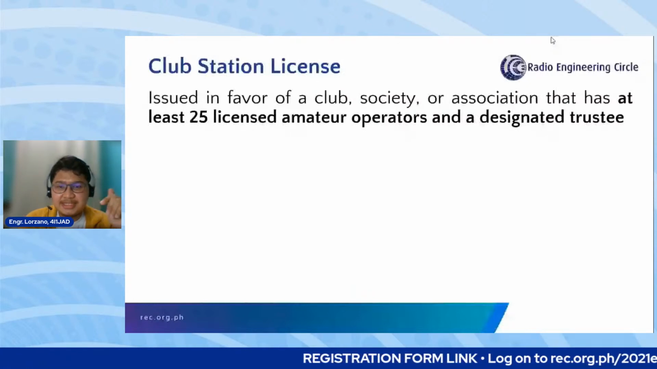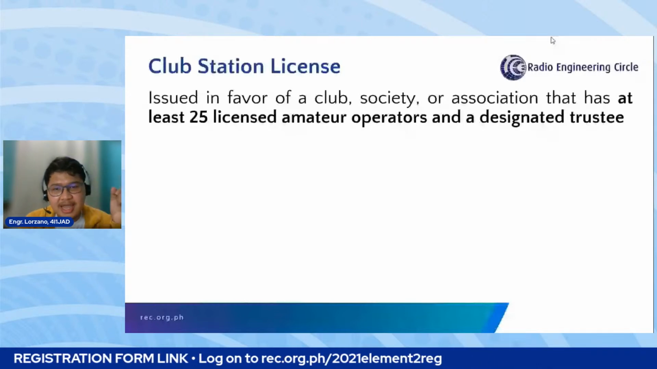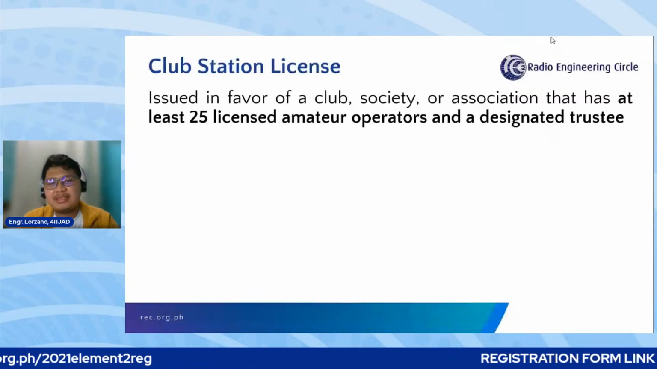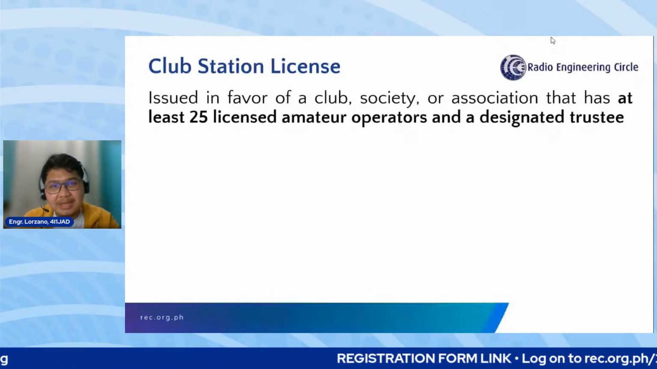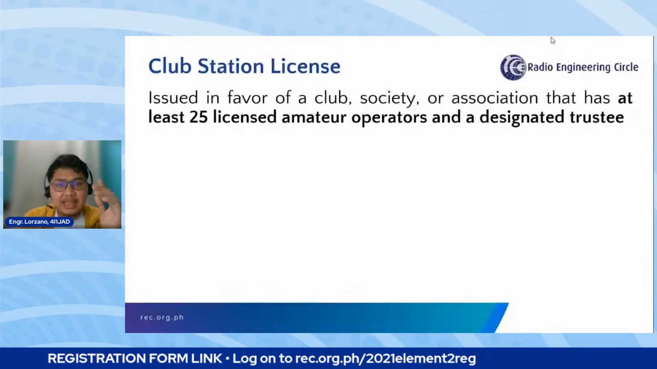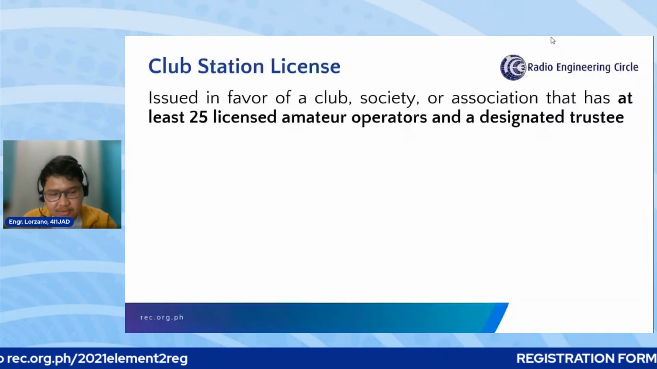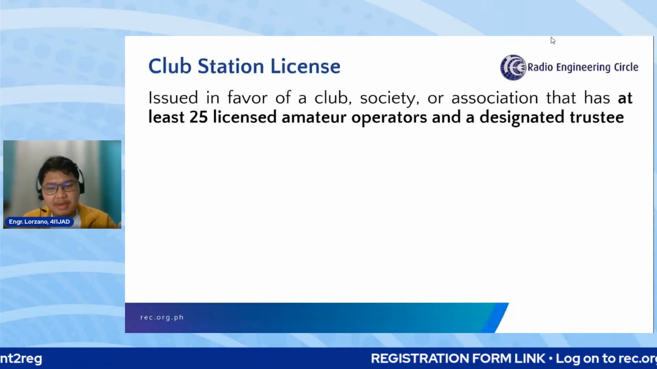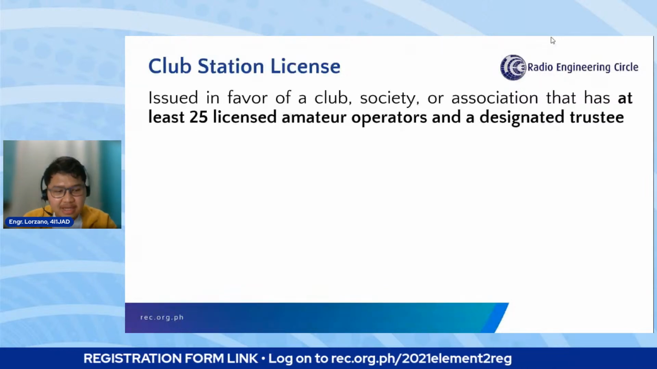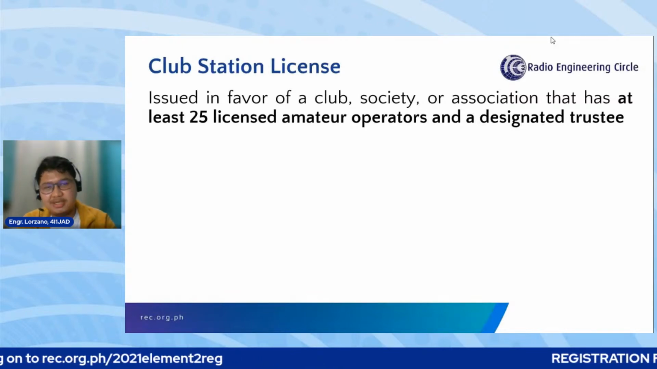Club station license issued in favor of a club, society, or association that has at least 25 licensed amateur operators and designated trustee. So remember that one, dapat merong 25 na license na member in a club and a trustee for a club to be given a club station license. So ito yung for example, sa amin merong Delta Zulu 1 Papa Uniform Papa for PUP Radio Engineering Circle, and also yung sa Radio Engineering Circle may sarili ring club station license.